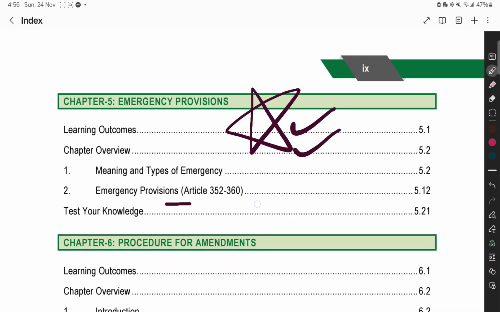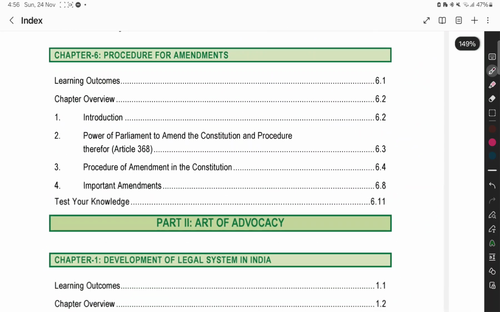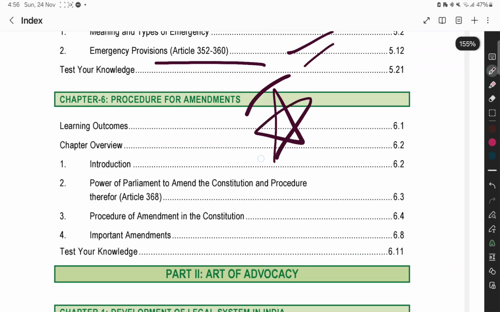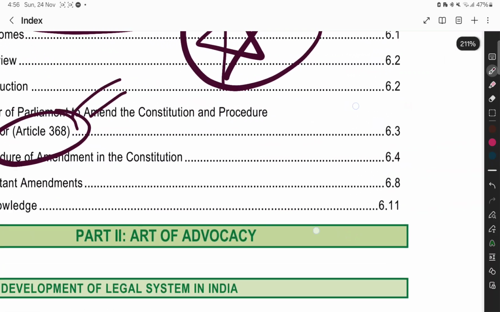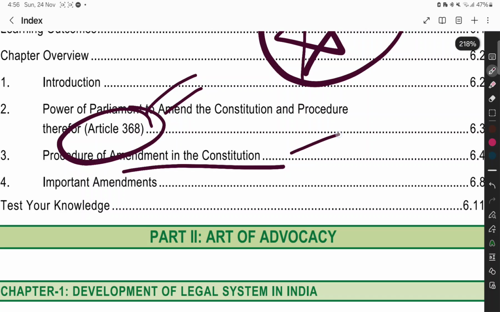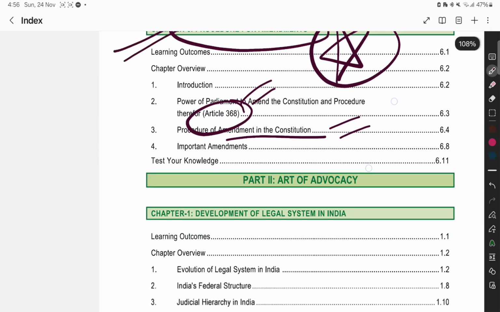These are vital articles, important for your exams as well, and very crucial articles. Then another most important one: what are the procedures on the basis of which we can amend our constitution? Article 368, which is a vital and crucial article, gives the right to the parliament to amend the constitution.